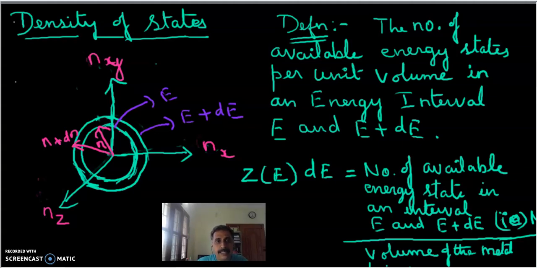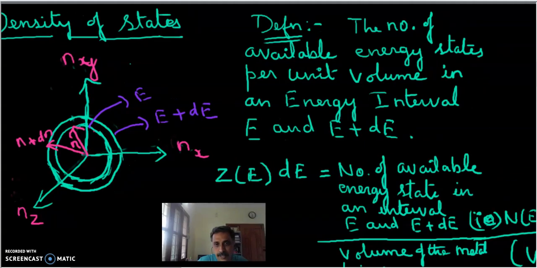Today we are going to see density of states, density of energy states. Definition: the number of available energy states per unit volume in an energy interval E and E plus dE. That is, in an energy interval E and E plus dE, how many energy states are available in a unit volume, that is defined as density of states. It is denoted by Z of E dE.